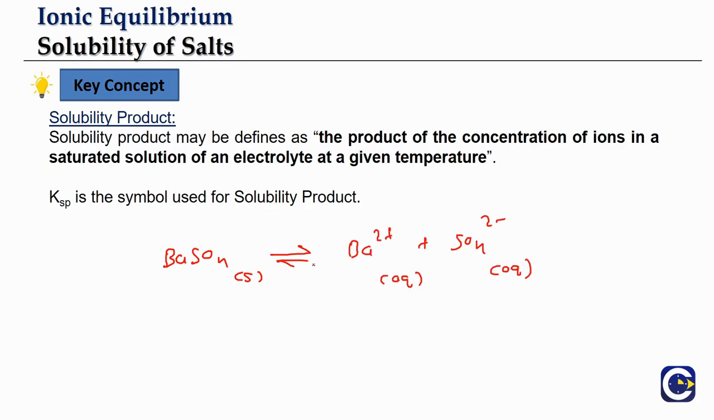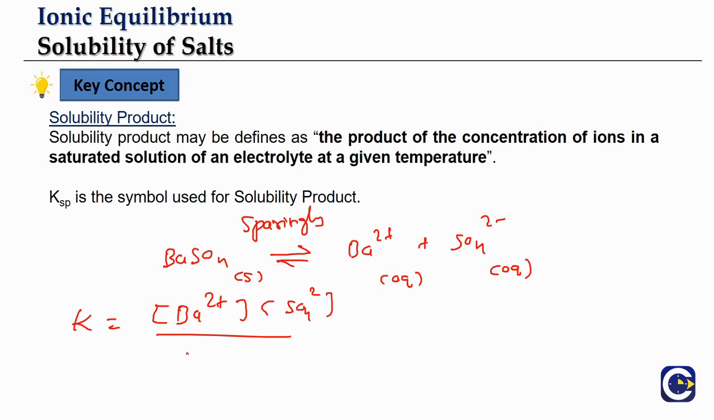Now here we'll have an equilibrium, because this is what? Sparingly soluble. If it were completely soluble, all the salt would have become what? Barium 2 plus ions and sulfate ions. It is only sparingly soluble, which means only a fraction of this will be dissolved. So here we can talk about an equilibrium constant. What will be the equilibrium constant? The product of the ions that are produced, Ba2 plus ions into sulfate ions, divided by the salt concentration.